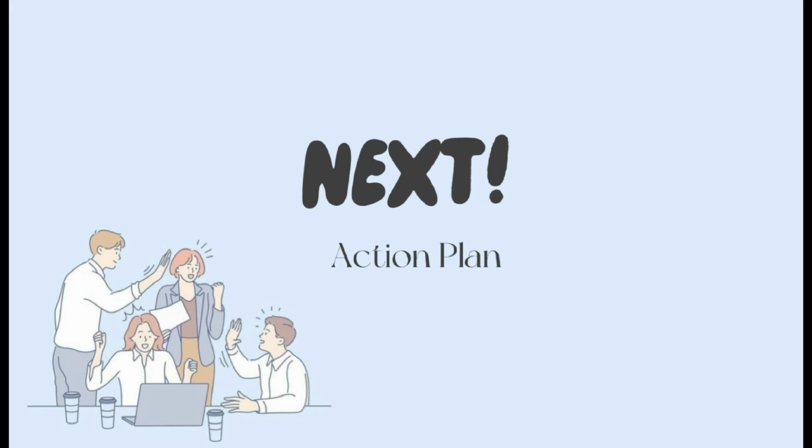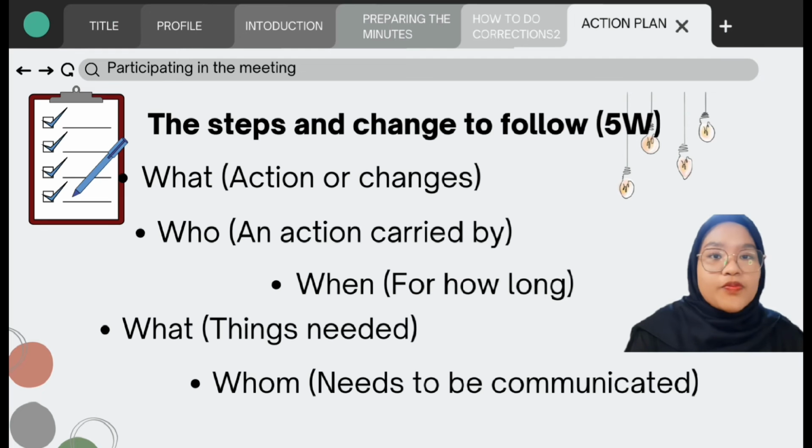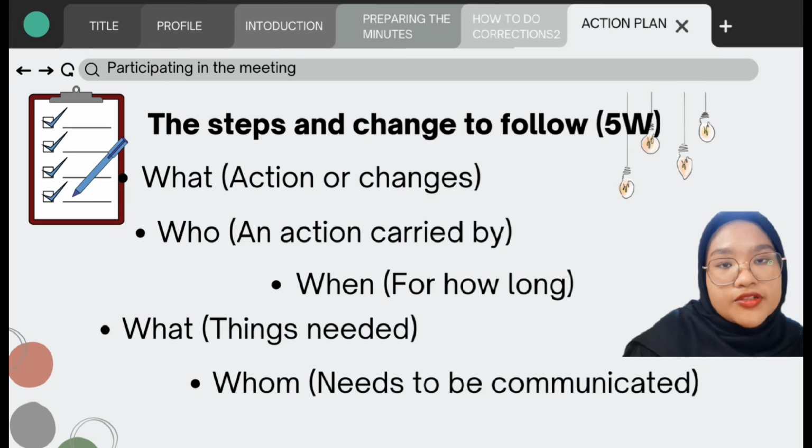Next, let's move on to the next presenter. So, what is an action plan? An action plan is the replacement for the traditional minutes of a meeting. An action plan can be used to focus on what is to be done afterward. Action plans also include a number of steps to be taken or changes to be made in your organization. There are several steps or changes to be sought.